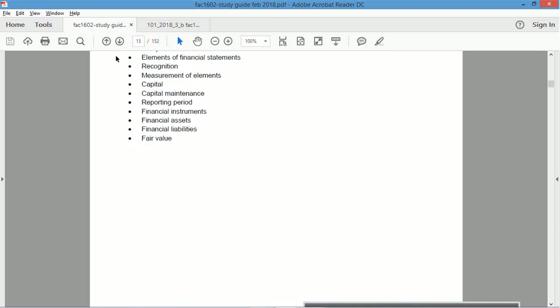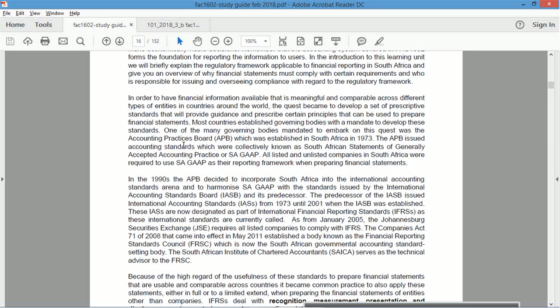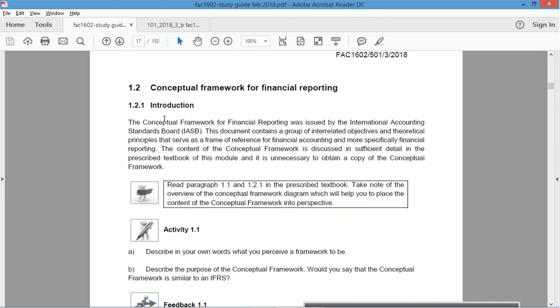Right, so that's all theory. Just a little bit of intro. This we covered last week in terms of IFRS, so I'm not too worried about this. This you can read through when you've got more time. I want to focus more on the application of the theory.